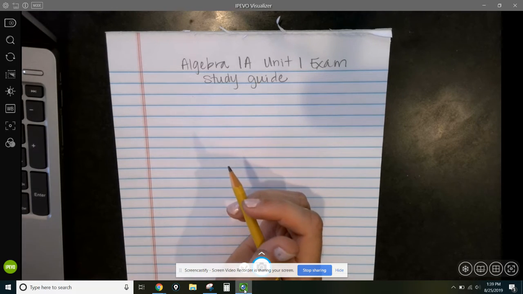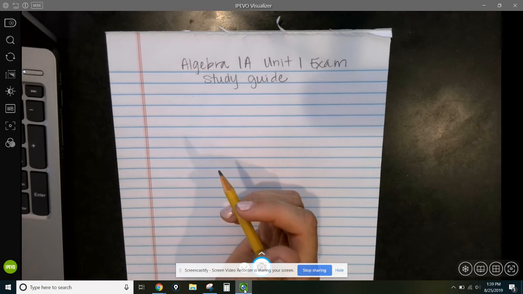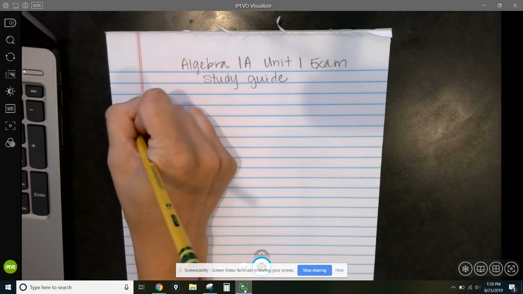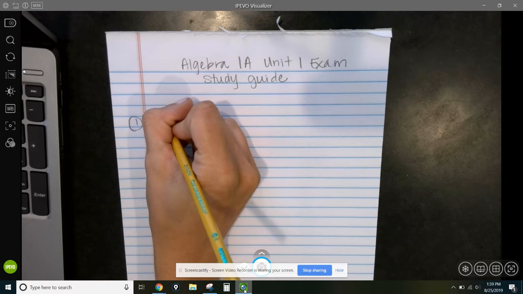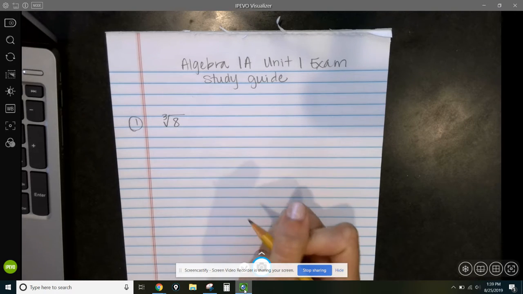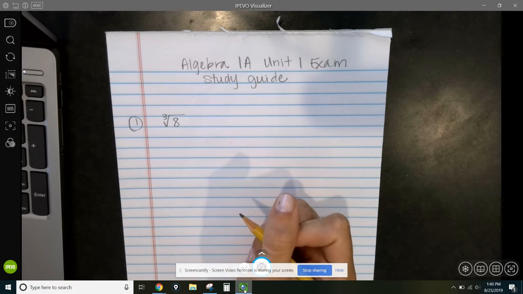So I wanted to go through a couple different types of problems that you will see on the Unit 1 exam so that this might help you before you get to those problems. So the first one that we're going to do is rewriting something in this form. So say you have the cube root of 8, and they want you to rewrite it using exponents.